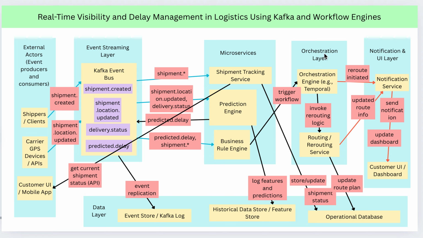Then we have the orchestration layer. We have the orchestration engine, for example Temporal or Camunda. This receives workflow triggers from the business rule engine, and manages complex stateful workflows such as rerouting shipments, notifying stakeholders, and logging an incident. Workflow steps are versioned, traceable, and recoverable.